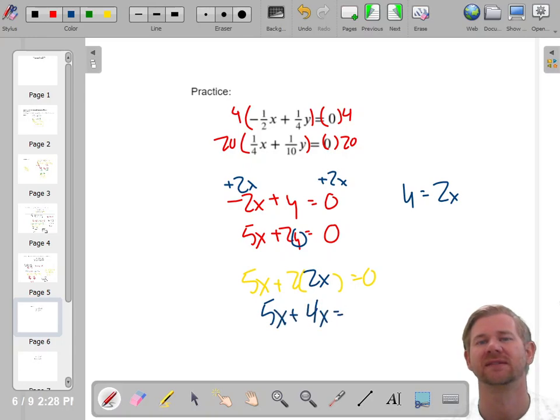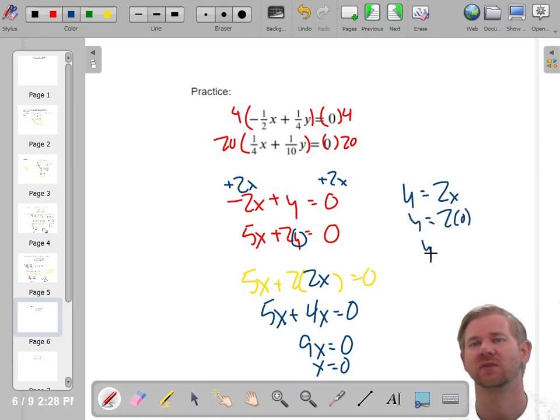5x plus 4x is going to be 0. 9x is 0. X equals 0. And then 2 times 0 is 0, so y equals 0. So actually the solution to this is 0, 0.